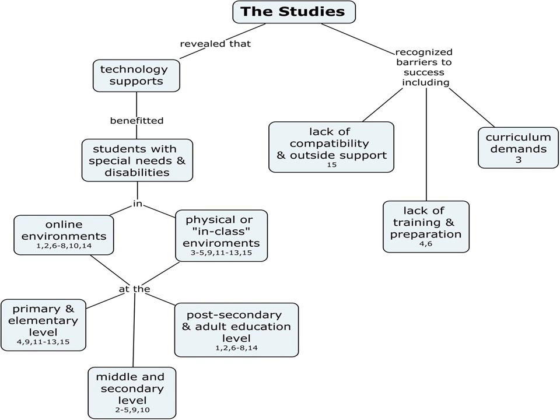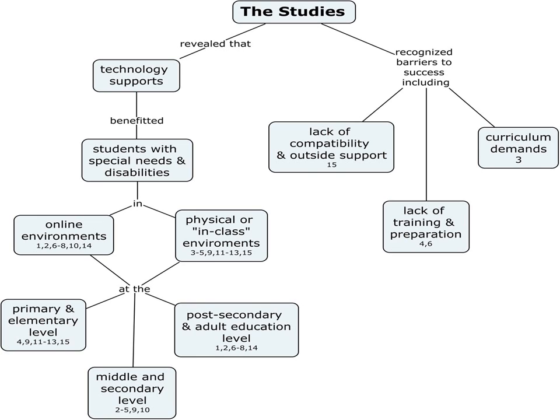The 15 studies analyzed each indicated that technology supports were of benefit to students with special needs and disabilities. These benefits were found in online environments as well as in the physical classroom. Successful results were found at the primary and elementary levels, at the middle and high school levels, and at the post-secondary and adult learning level. Some barriers to successful integration were identified.